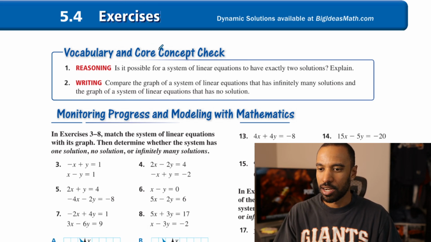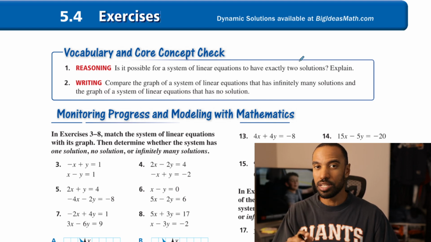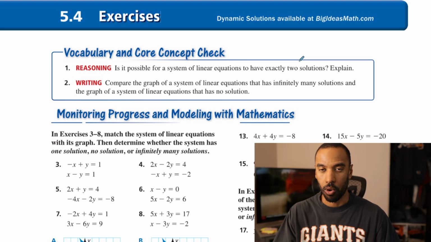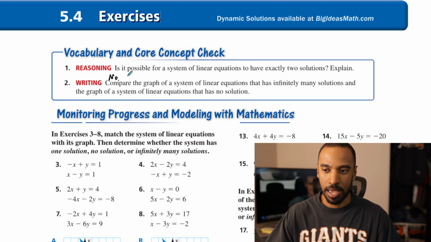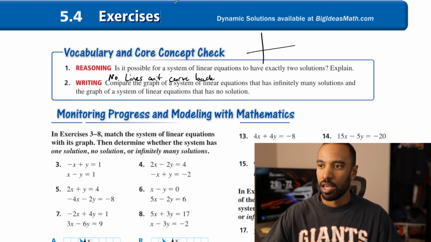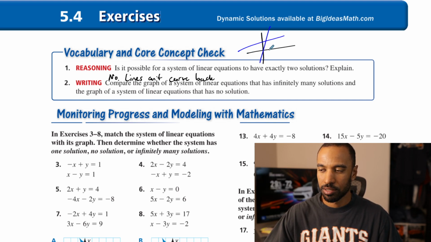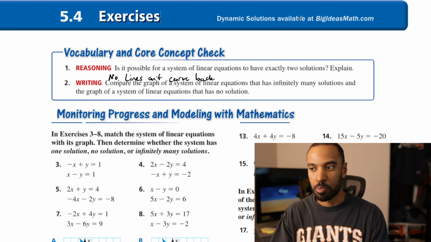Vocabulary and core concept check number 1. Is it possible for a system of linear equations to have exactly 2 solutions? Explain. System of linear equations, 2 solutions, no more, no less? No. They can either intersect once, not at all, or infinitely many times. Lines can't curve back, can't angle back, whatever you want to say. I'll say curve back. See, they said linear ones. So if I had, for example, a parabola, okay, now it can intersect twice. That's not linear, though. It can have infinitely many solutions, but that's more than 2.